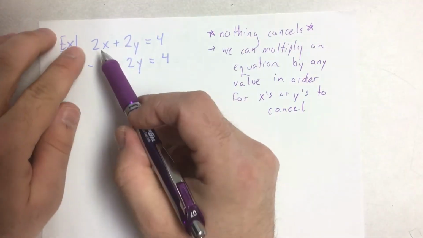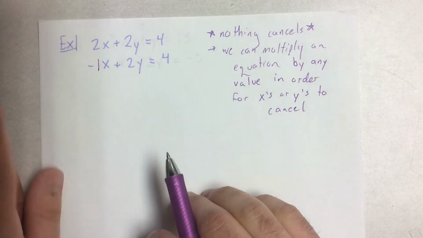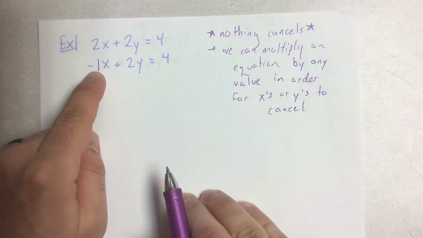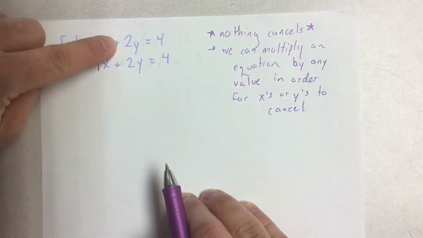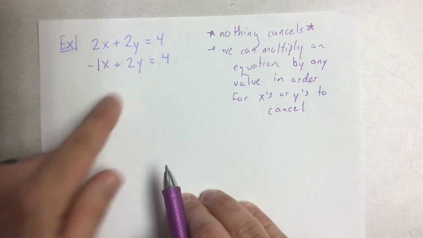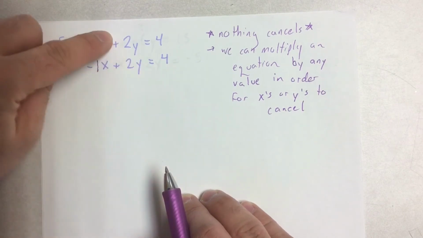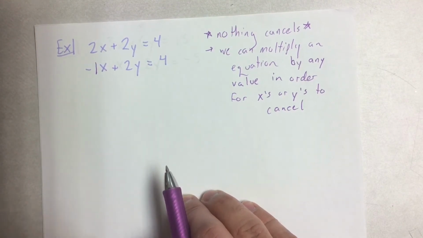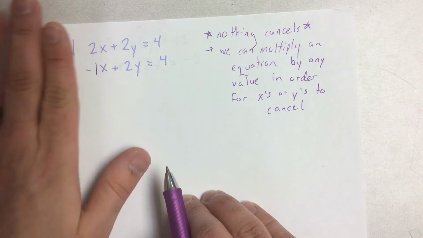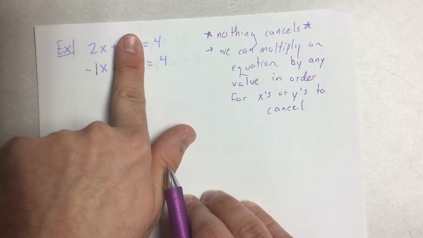So I look at this. Okay, right now I have positive 2 and negative 1. So I could multiply this by 2, and then they would cancel. I have 2 and 2. I could multiply one of these by negative 1. I would have positive 2, negative 2, and they would cancel. So I could do either of those. I can multiply by 2, x's would cancel. I could multiply by negative 1, y's would cancel.